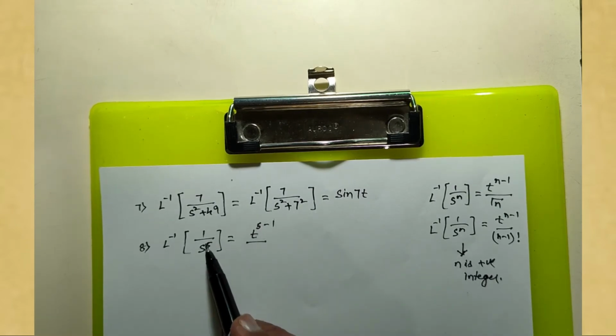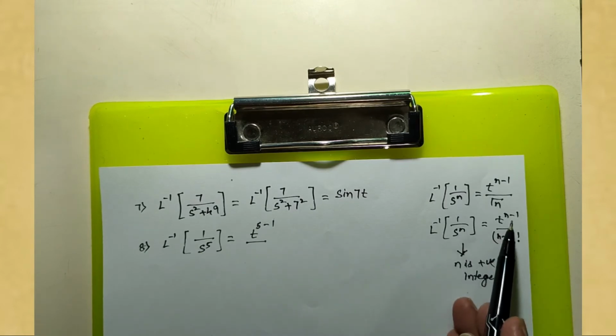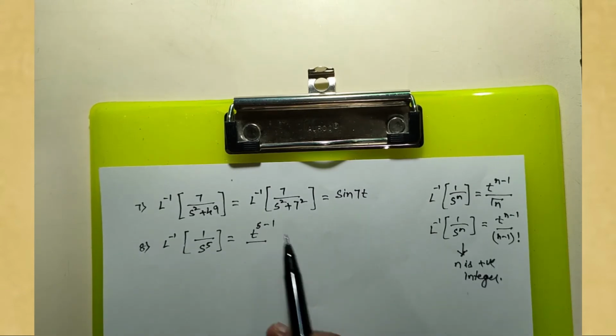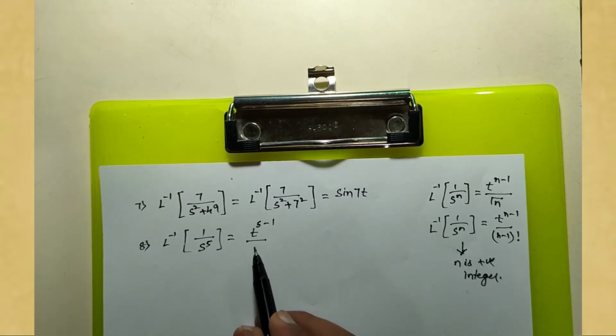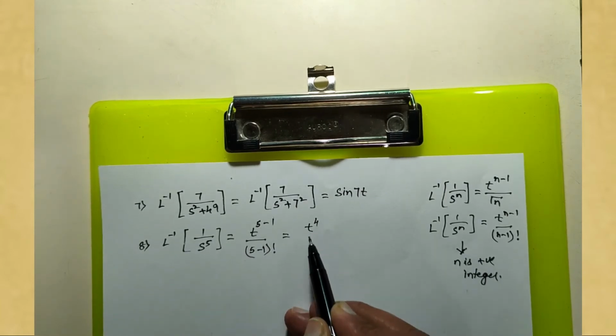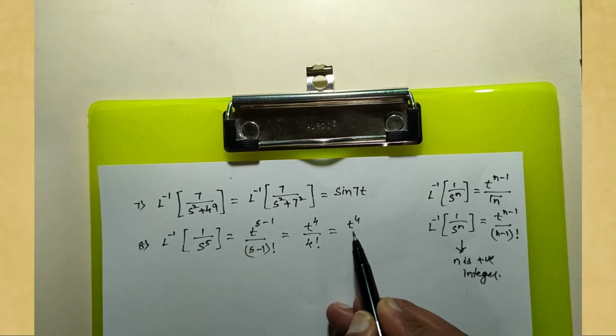Here you can see that this power is a positive integer, therefore I have to use the formula t power of n minus 1 divided by n minus 1 factorial. So I have t power of n value 5, so 5 minus 1 divided by 5 minus 1 factorial. So there will be t power of 4 divided by 4 factorial, or t power of 4 by 4 factorial can be written as 24.